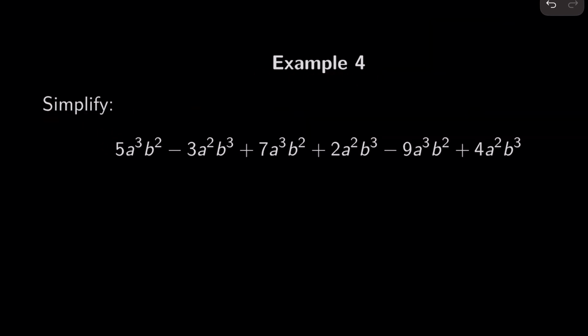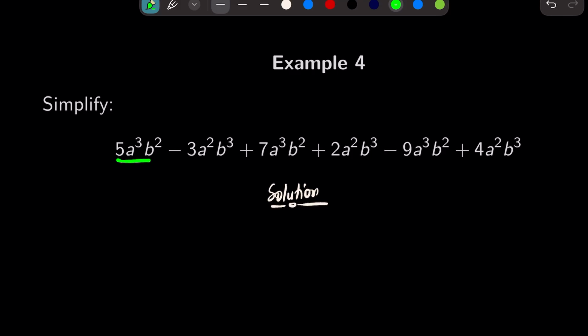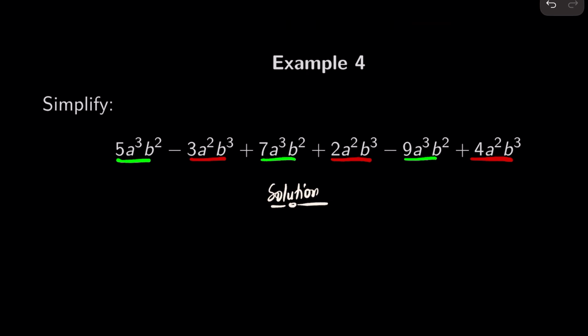Example 4. Simplify this expression. Solution. So we start by grouping like terms. So here we have a cubed b squared. We have a cubed b squared, so these two are like terms. We also have a cubed b squared, so we have this one here, we also have this one, and we also have this one. And here we have a squared b cubed. We also have a squared b cubed, and we have a squared b cubed. So here we've been able to identify all the like terms. So now let's group the like terms.